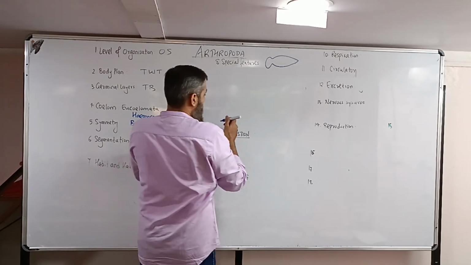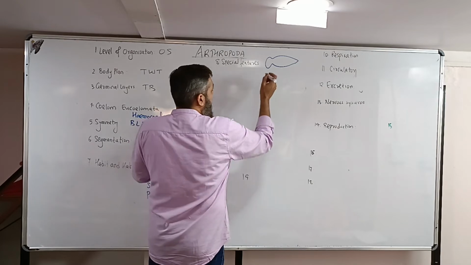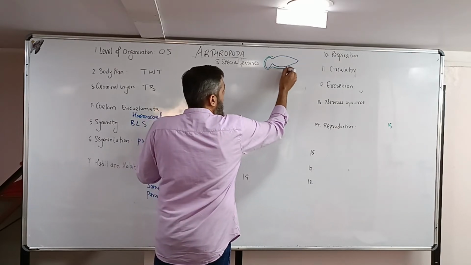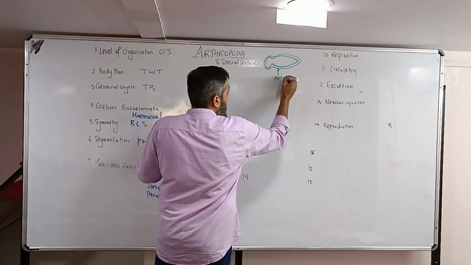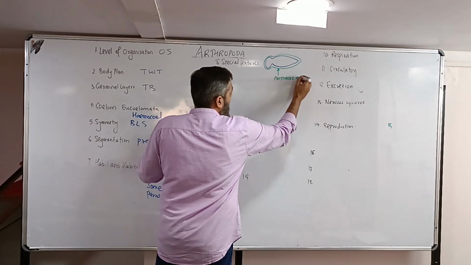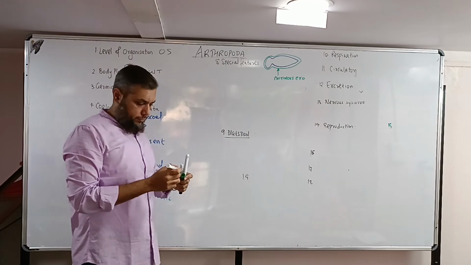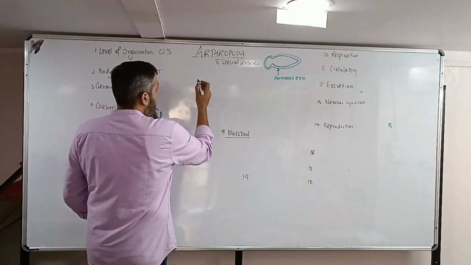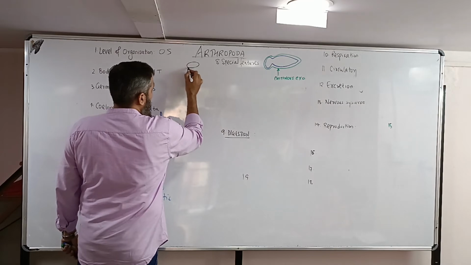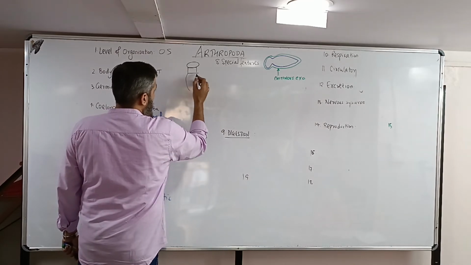Cockroach, the juicy crunchy one. What is the body covered by? Chitinous exoskeleton. Number one point is clear. The body is divided into head, thorax, and abdomen.